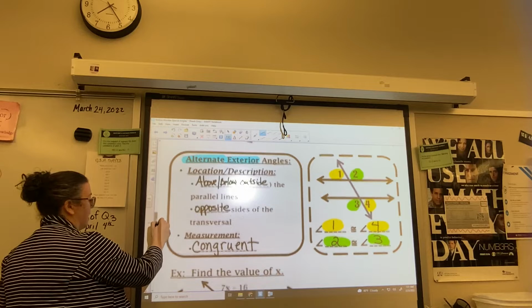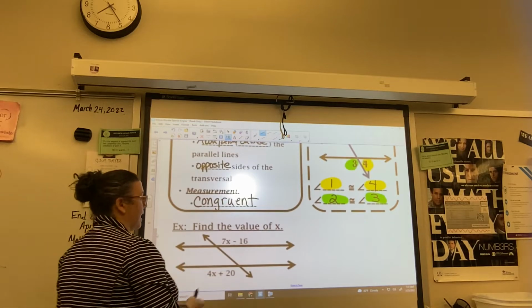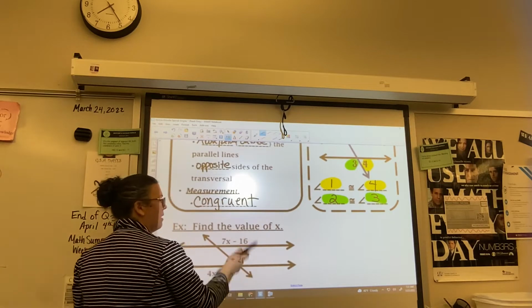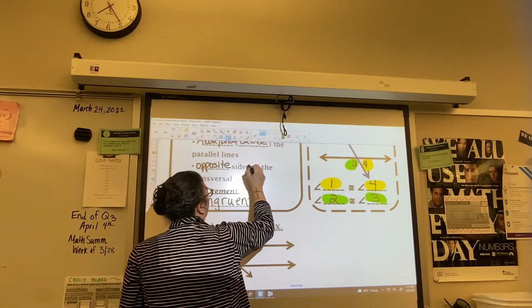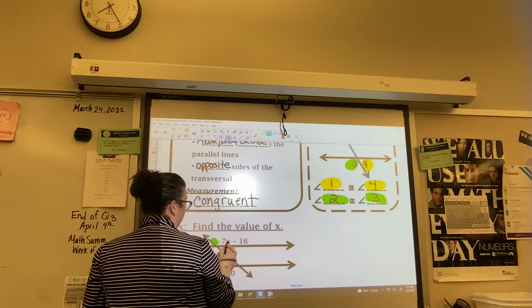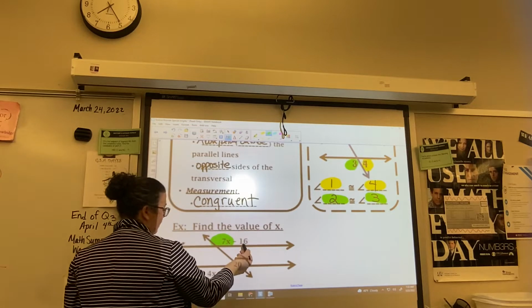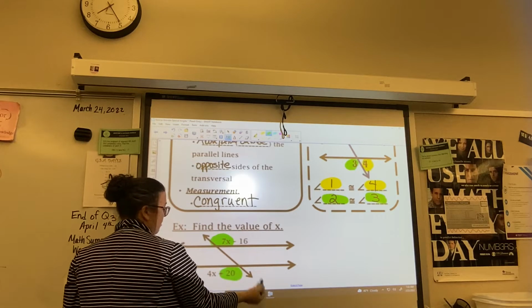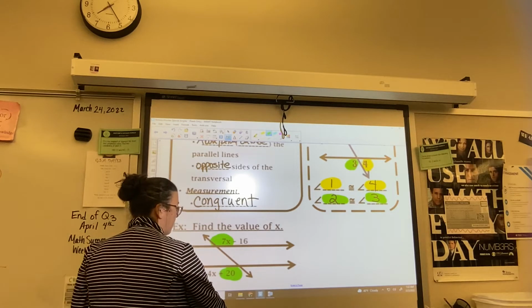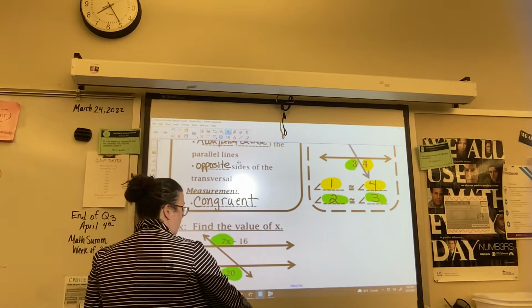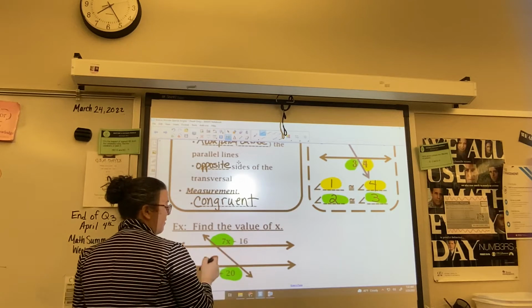If I'm looking at the example down here, again, I have a similar pair as 2 and 3, like we had the last one. So this angle up here is on the right side of the transversal. This angle down here is on the left side of the transversal. Both are outside the parallel lines, so they would be congruent or equal to each other. So 4x plus 20 would equal 7x minus 16.